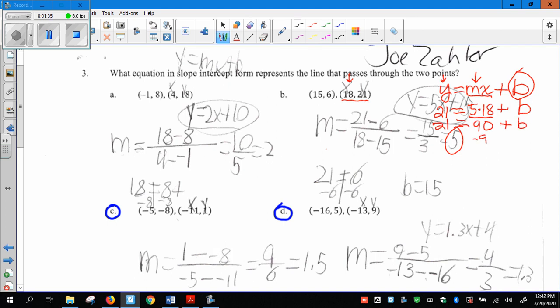Then I would just subtract 90 from both sides. 21 minus 90 is negative 69. Subtracting 90 gets rid of that. So I know b is negative 69. So the equation is y equals 5x minus 69. All right? I think you should go ahead and fix these two.